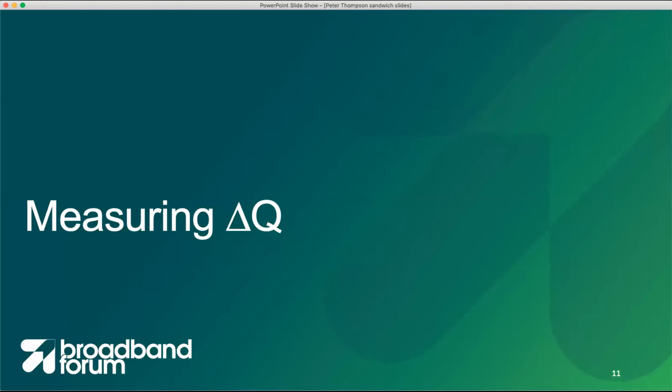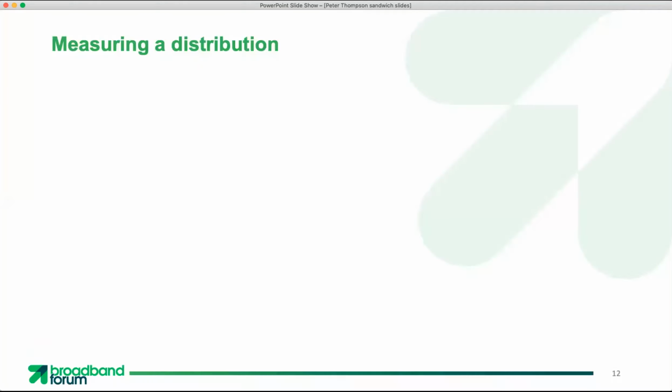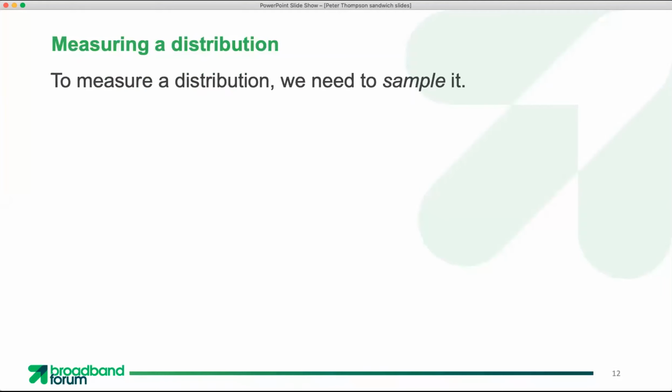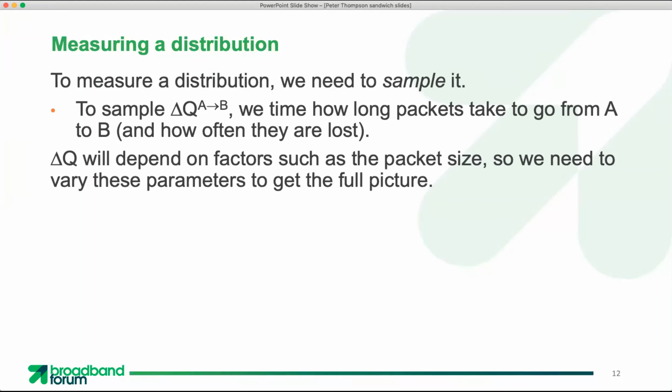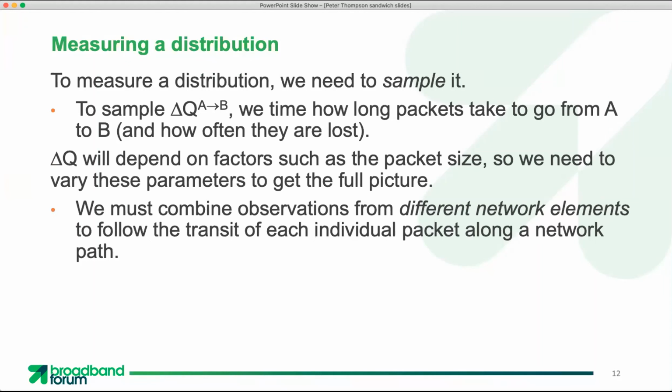Okay, I'm going to move out of the theoretical now and get into some more practical details about how we would actually measure this. So we said delta Q is a distribution. How do we measure a distribution? We measure a distribution by sampling it. So to sample the delta Q from A to B, we time how long packets take to go from A to B and how often they get lost. Of course, the delta Q may depend on factors such as the packet size, so we need to get a good spread of those parameters to get the full picture.